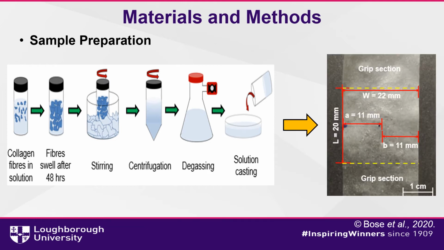For fracture testing, single-edged notch tension specimens were prepared. The gauge length and width were kept at 20 mm and 22 mm respectively. A sharp notch of 11 mm was introduced with a scalpel on one edge of the specimen, keeping a ligament length of 11 mm.